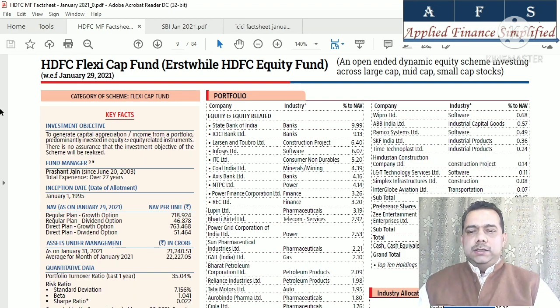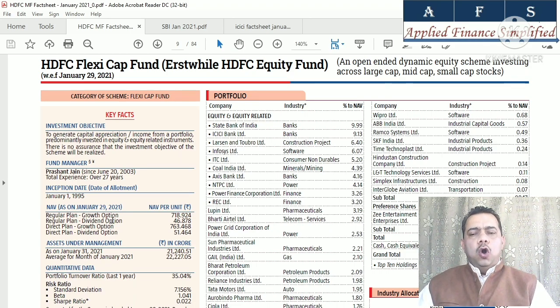So let's understand the fact sheet of Hdfc Flexi Cap Fund published on January 29, 2021. All these 3 fact sheets have been published at the end of January 2021. The first thing that the fact sheet contains is something about the investment objective. The second thing you would find is about the fund manager and since how long he has been managing the fund. The third, as you see, is the inception date, and the fourth thing that you see is the NAV, which is the most important thing.